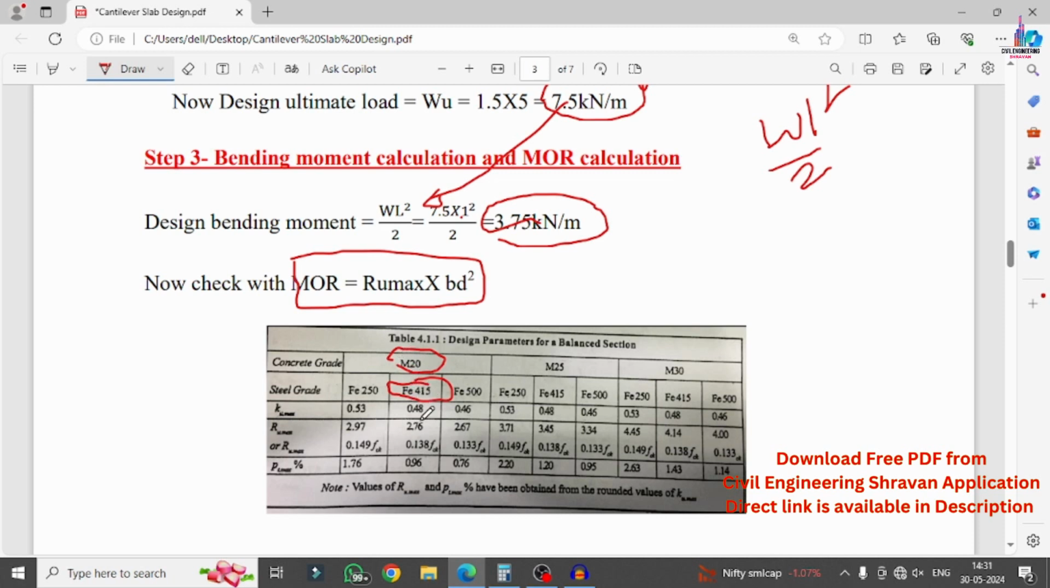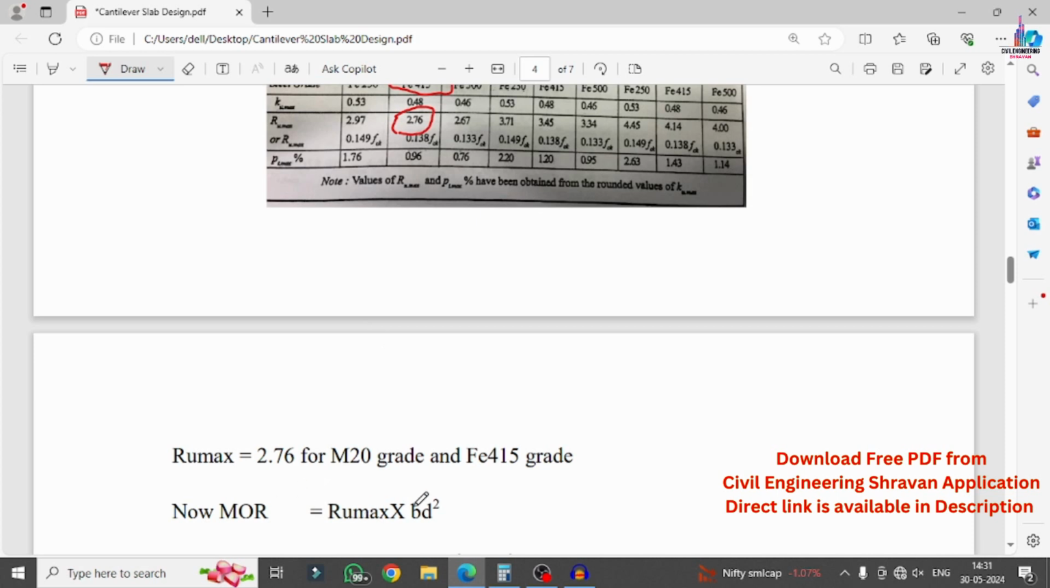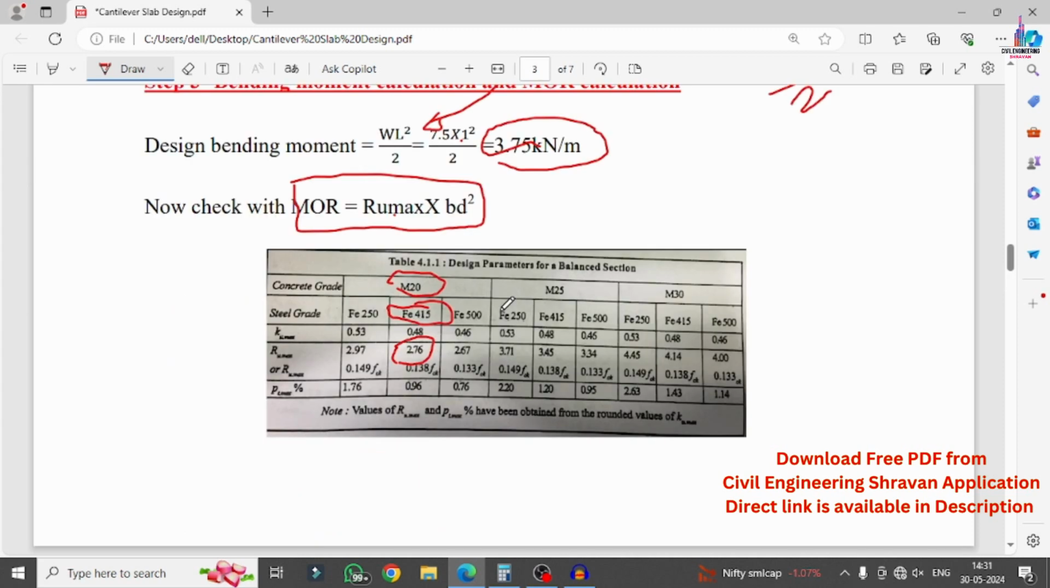Okay, so if you substitute the value 2.76, it becomes 2.76 into 1000 into the depth of the slab, which we assumed as per the calculation to be 80, so 80 square, into 10 to the power of minus 6. If you want to convert this value from mm to meter, we have to multiply by this factor, which comes to 17.6 kilonewton meter. So according to the calculation, the resistance value for that particular slab section is approximately 4 to 5 times greater.